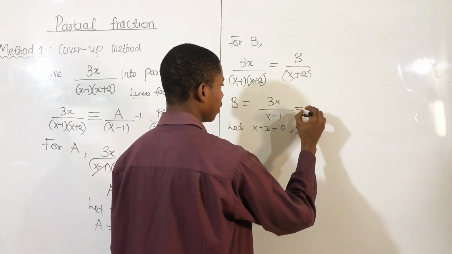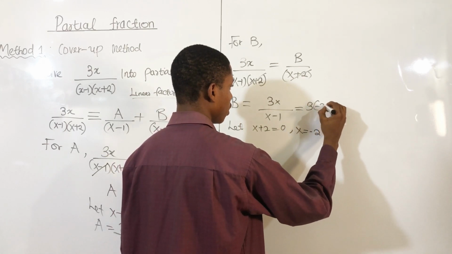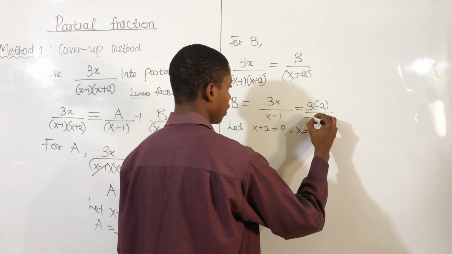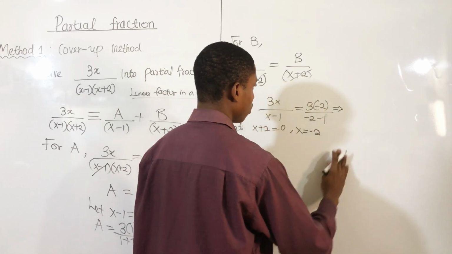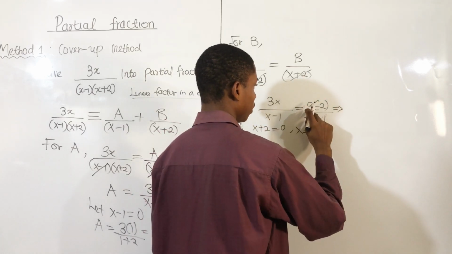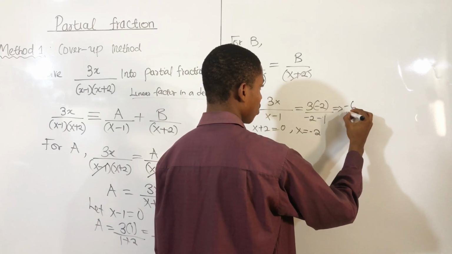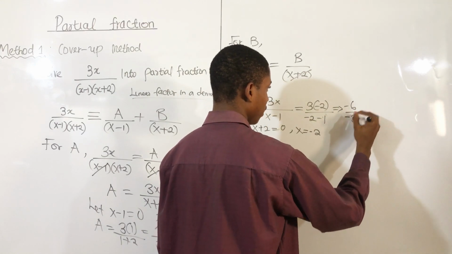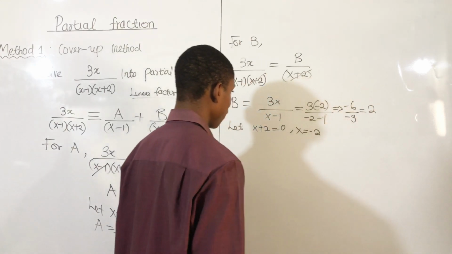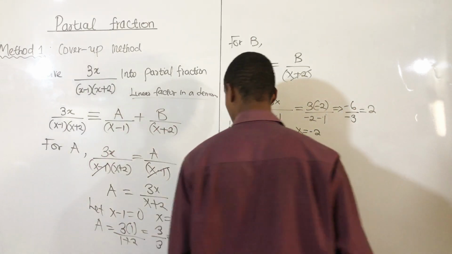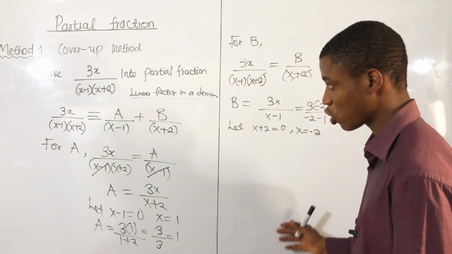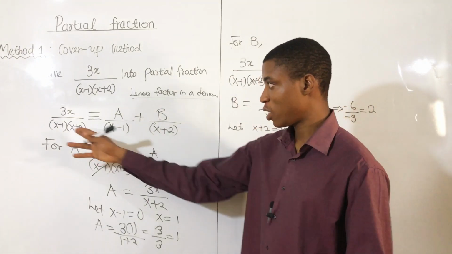So we have this as 3 into negative 2, over negative 2 negative 1, of course. So this is going to amount to 3 times negative 2, which is negative 6, over negative 3. Our answer will be 2. So therefore, b is equal to 2. So therefore, we have the value of a and b. We're going to substitute that value into there.